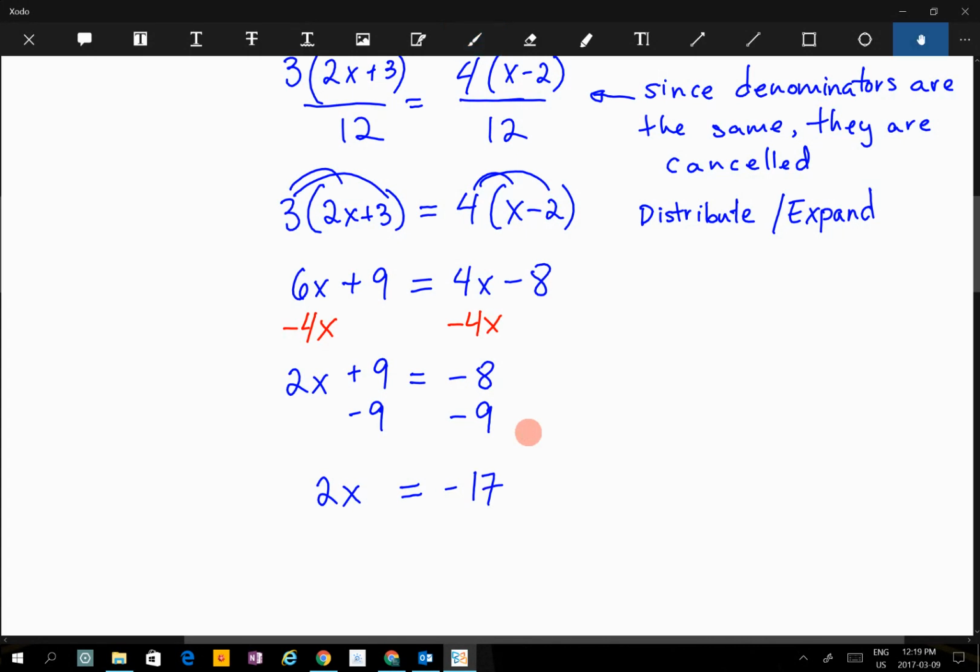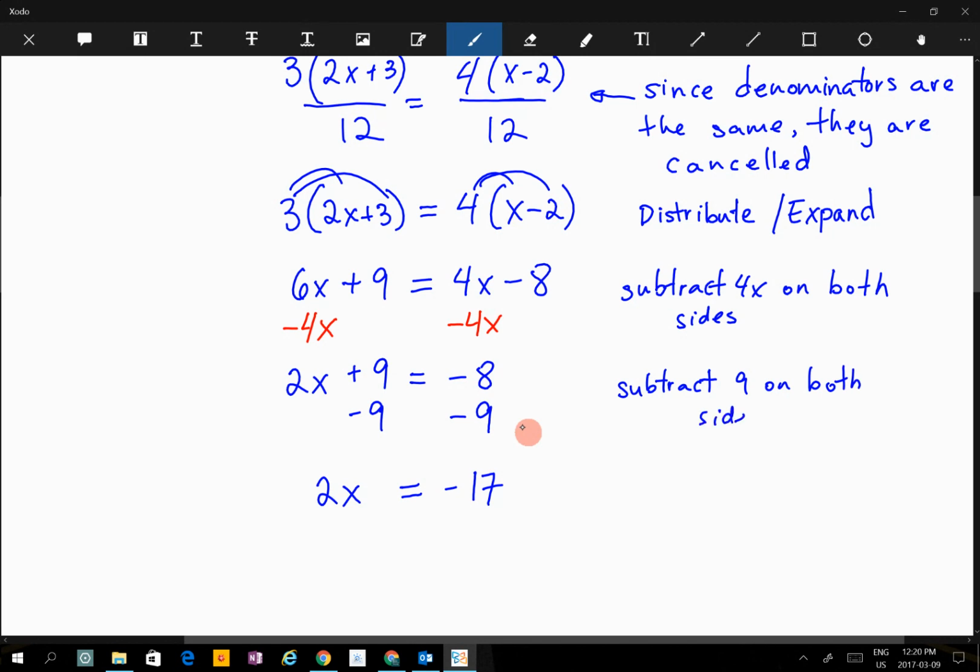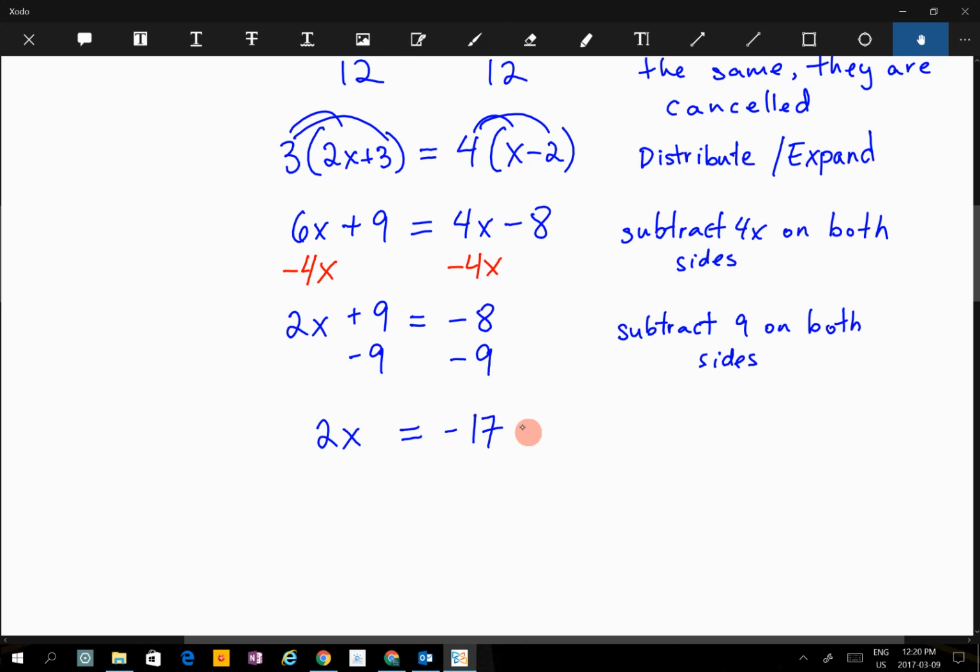So just filling in my steps here, I have subtract 4x on both sides. And here I subtract 9 on both sides. And then here, to get x, our goal is to isolate for x, so here I should be dividing by 2, and we'll do it on both sides, divide by 2. Okay. So 2 divided by 2 cancel out, I'm left with x, and negative 17 over 2 is just a fraction already in lowest terms.